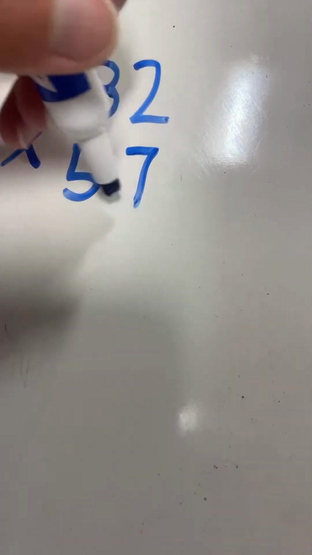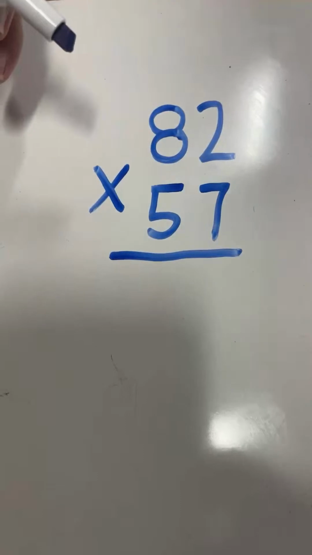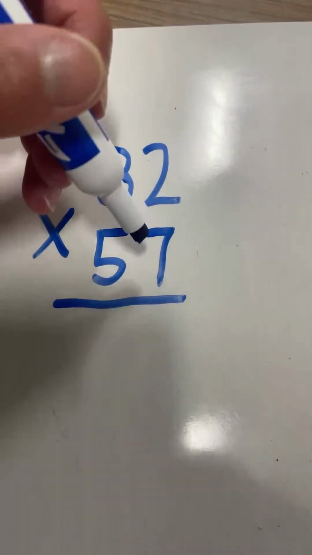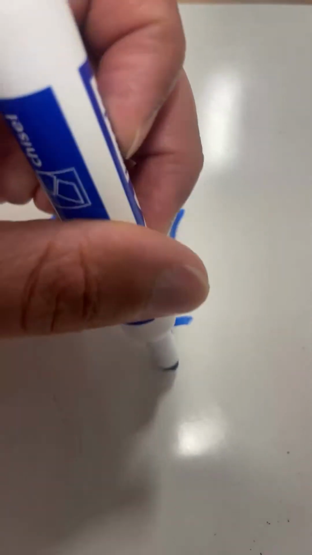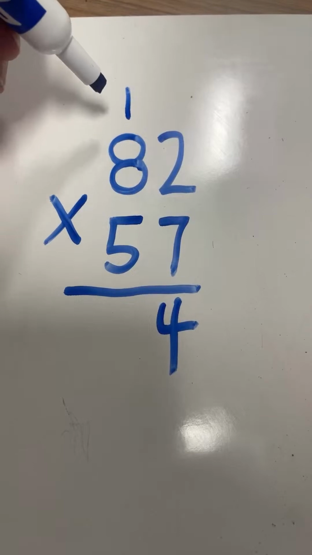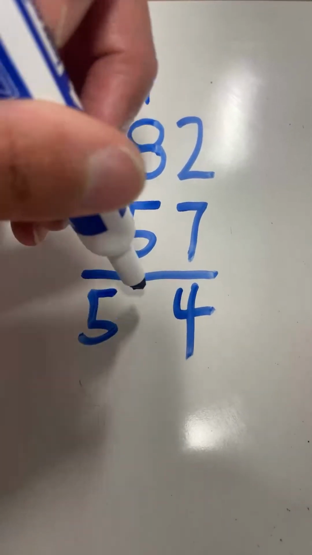All right, this will probably be the final example problem of the video. All right, 82 times 57. So starting in the ones place, 2 times 7 equals 14. 4, carry the 1. 8 times 7 equals 56, plus 1 equals 57.